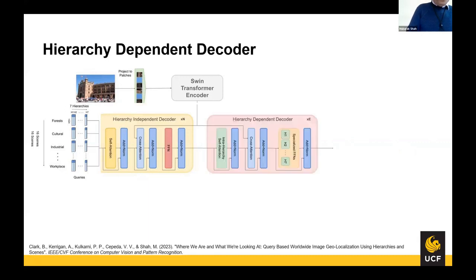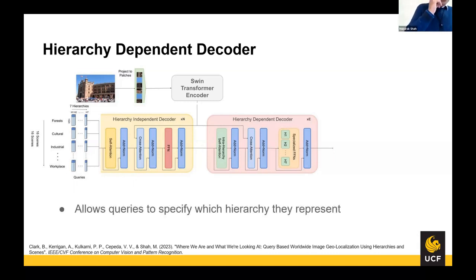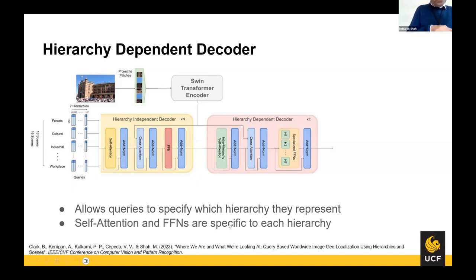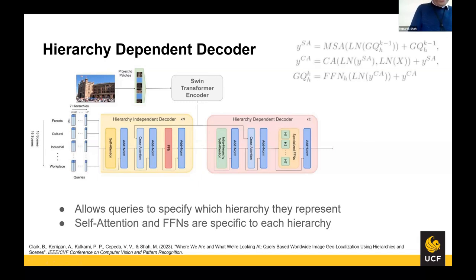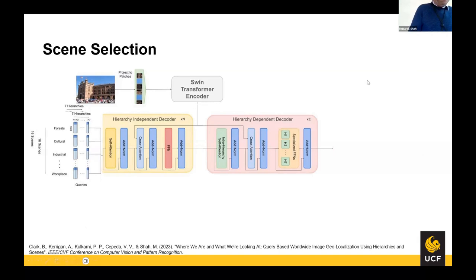After that, we have this hierarchy dependent decoder. In the previous one, we were using all the hierarchies together, but here we separate the hierarchies, and we found that to be helpful. The idea is a self-attention and feed-forward specific to each hierarchy. The only change is here: now we have H, and we only use the queries for that particular hierarchy to get the self-attention and cross-attention. Otherwise, it's the same thing.